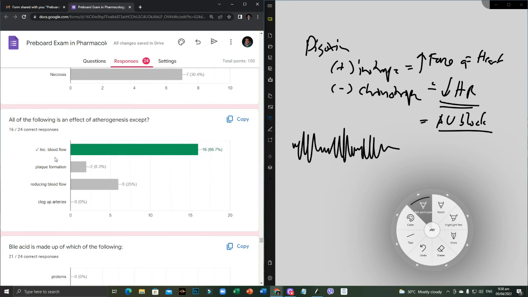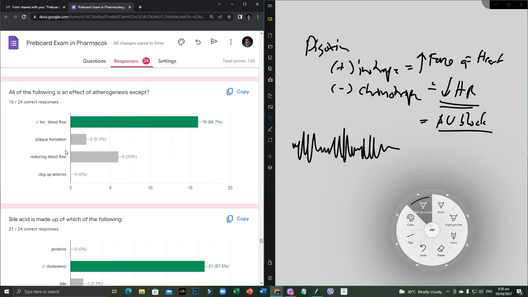Which of the following is an effect of atherogenesis except, very good, increased blood flow, because it causes a decrease in blood flow. Okay, because the question says except.